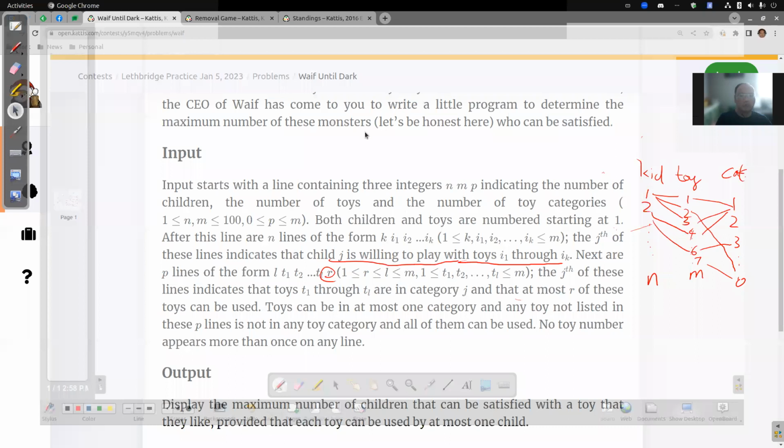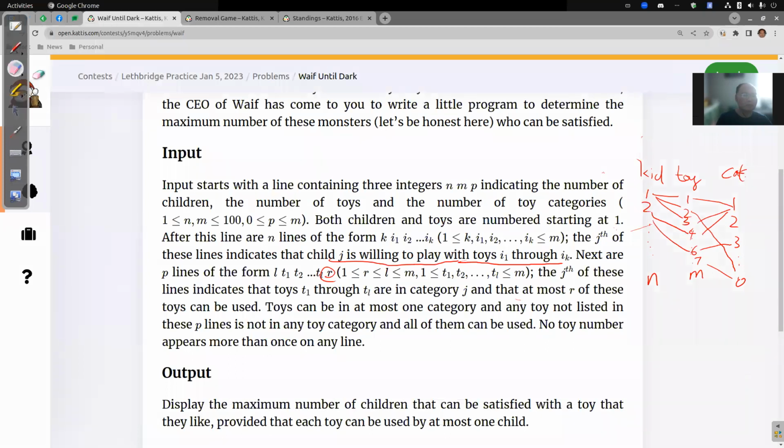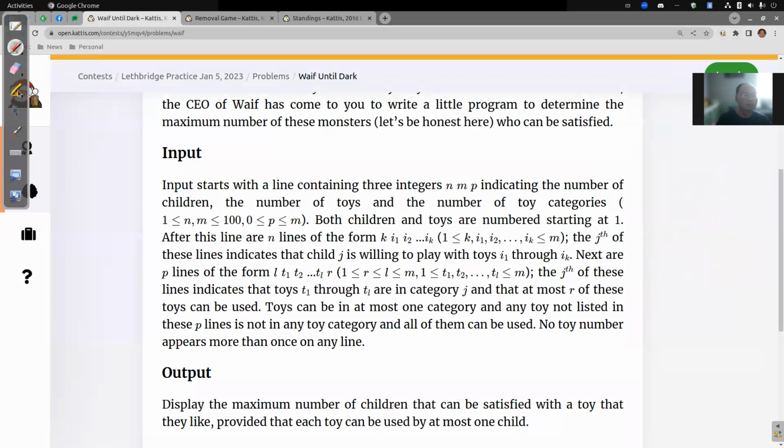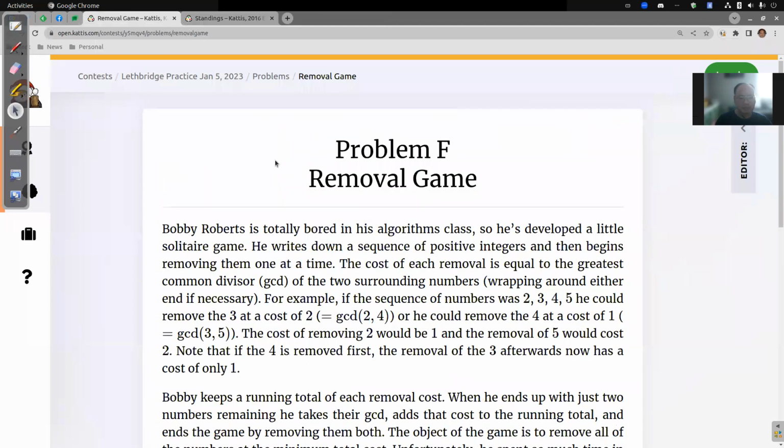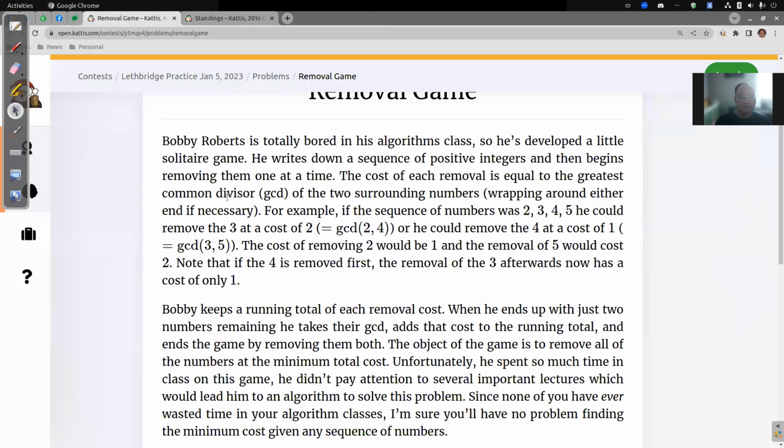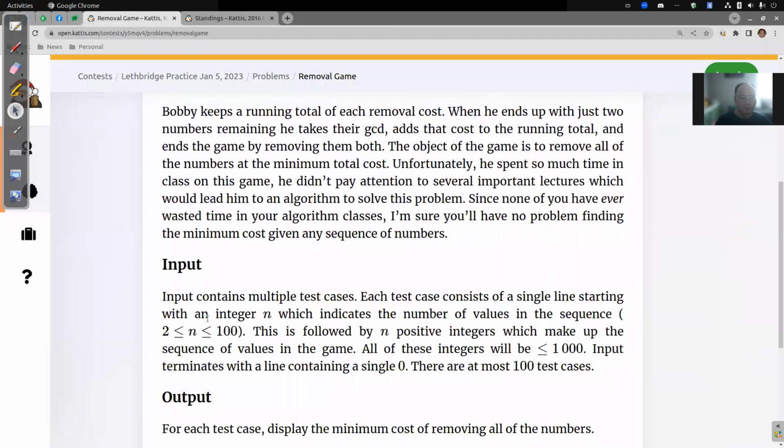Okay, the last one that I want to talk about is removal game. Okay, so removal game, you have a bunch of numbers, up to 100 numbers. Each of these numbers will be up to 100,000.